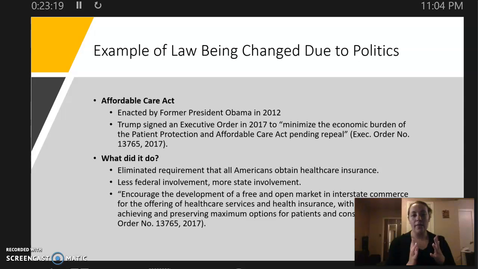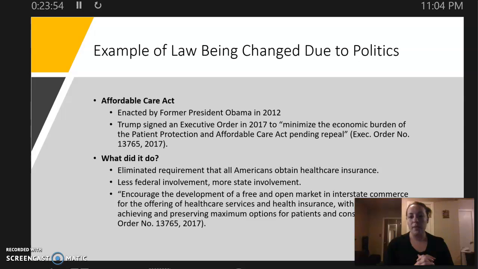So an example of a law being changed due to politics is the Affordable Care Act. It was enacted by former President Obama in 2012 in order to promote the access of healthcare for all Americans. And then in 2017, current President Trump signed an executive order to, quote, minimize the economic burden of the Patient Protection and Affordable Care Act pending repeal. And that was his executive order number 13765 in 2017.